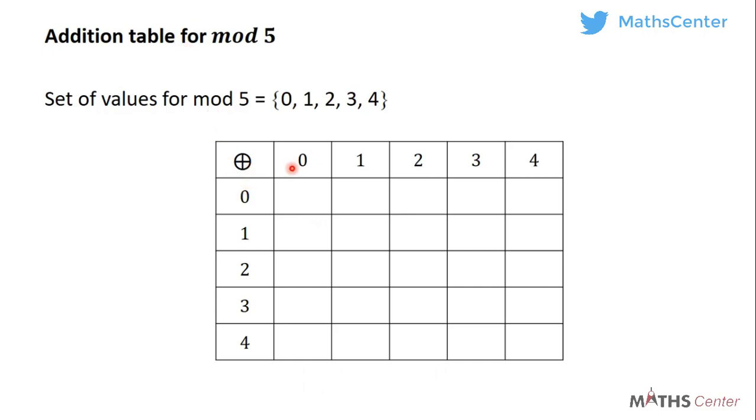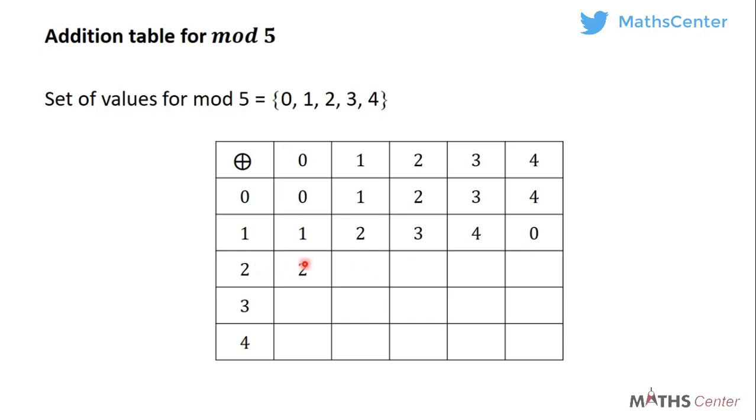So you have 0 plus 0, and that will give us 0. 0 in mode 5 is 0. 0 plus 1 is 1. 1 in mode 5 is 1. 0 plus 2 is 2. 2 in mode 5 is 2. 0 plus 3 is 3. 3 in mode 5 is 3. 0 plus 4 is 4. 4 in mode 5 is 4. 1 plus 0 is 1. 1 in mode 5 is 1. 1 plus 1 is 2. 2 in mode 5 is 2. 1 plus 2 is 3. 3 mode 5 is 3. 1 plus 3 is 4. 4 mode 5 is 4. 1 plus 4 is 5. 5 mode 5 is 0.